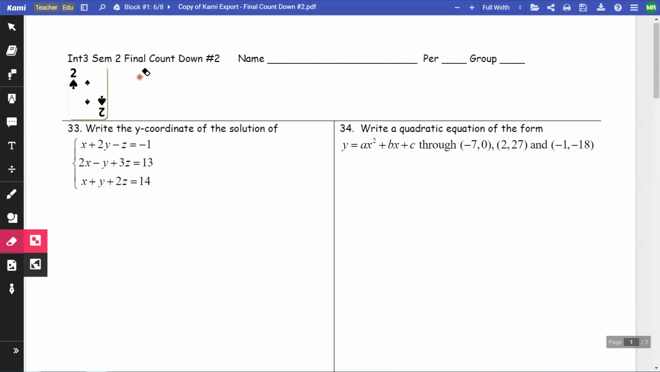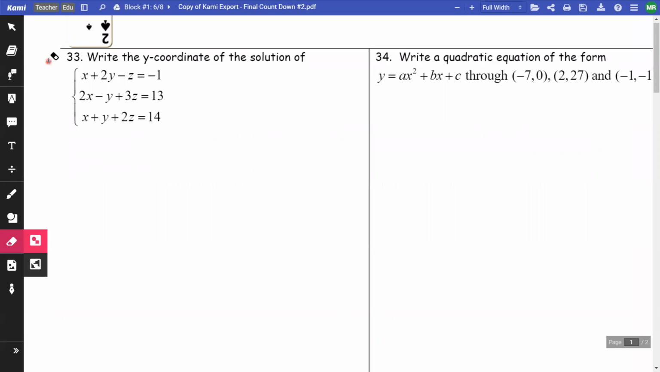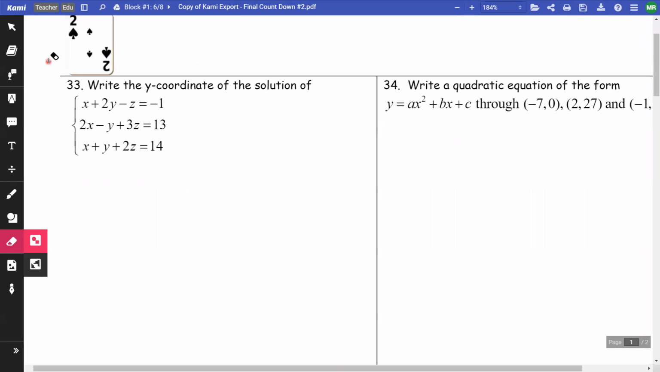So this video is Integrated 3 Semester 2 Final Countdown number 2. On number 33, these are dealing with systems of equations, 3 equations and 3 variables. So you want to look and decide if you want to eliminate your x's, your y's, or your z's. You can really do any of them, but sometimes one is a little easier than the other.